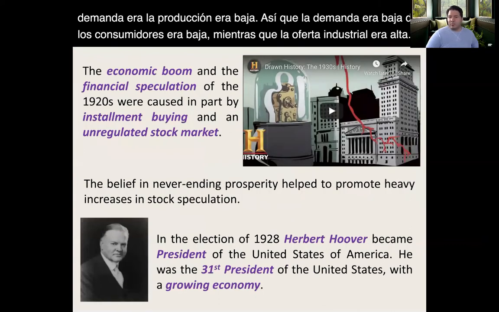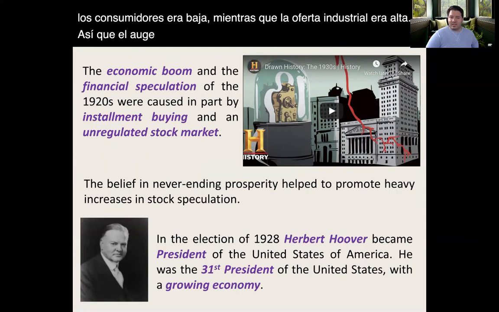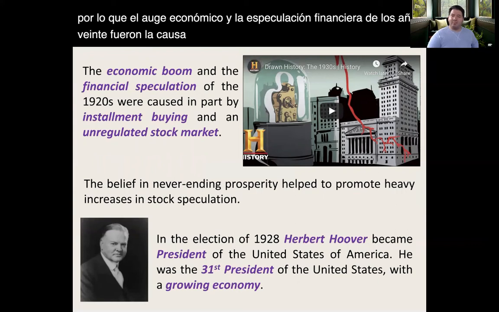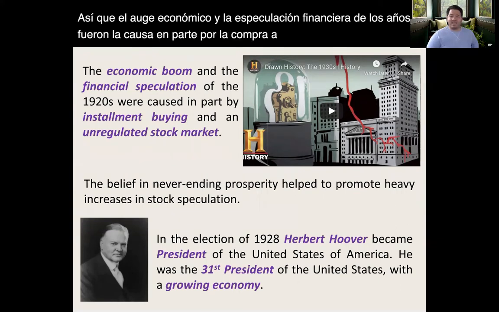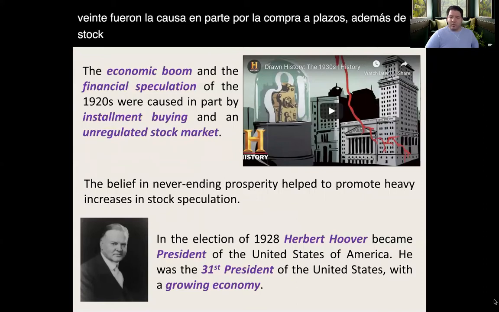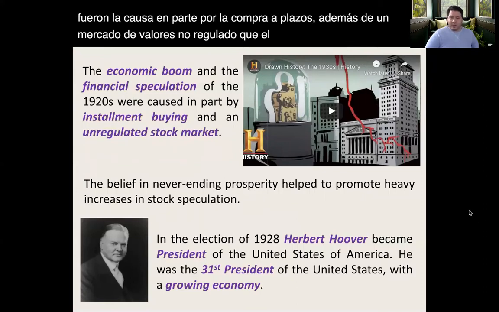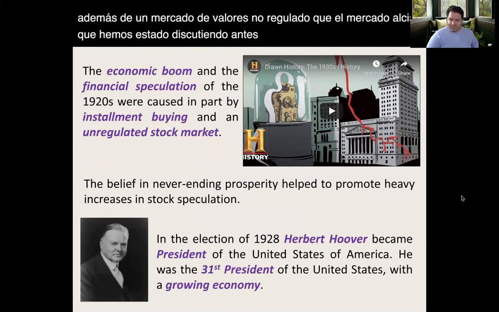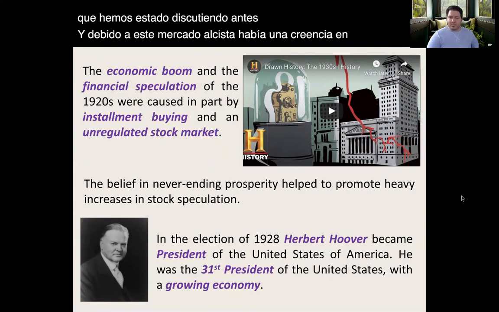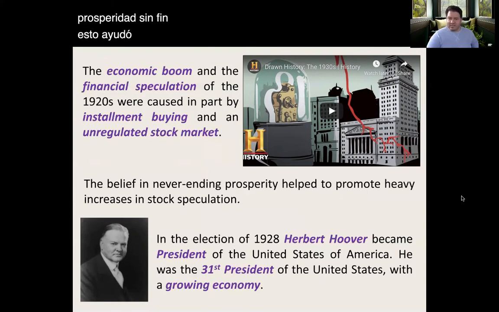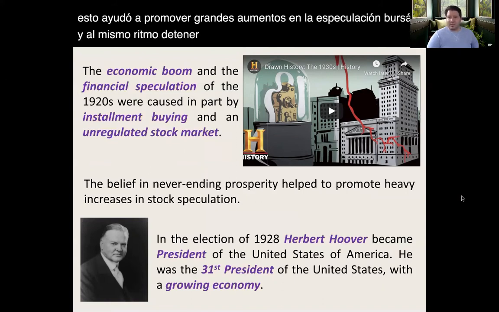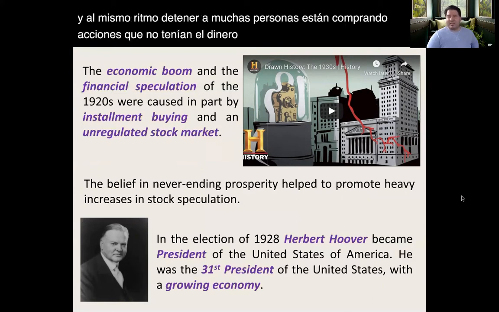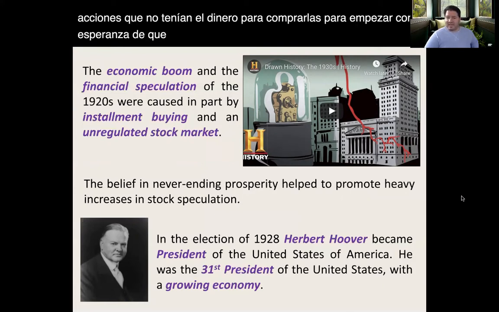So the economic boom and the financial speculation of the 1920s were caused in part by installment buying, in addition to an unregulated stock market, that bull market that we had been discussing before. And because of this bull market, there was a belief in a never-ending prosperity. This helped to promote heavy increases in stock speculation. And at the same time, many people were purchasing stocks that didn't have the money to purchase them to begin with, in hopes that the stocks would then pay for themselves. This would not be the case.